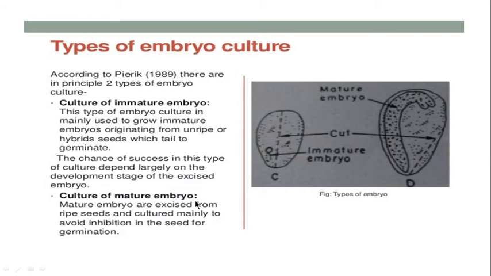Culture of mature embryo. Mature embryos are excised from ripe seeds and cultured mainly to avoid inhibition in the seed for germination. Those seeds which are very difficult to germinate, or which remain dormant for a longer period of time and do not germinate easily, for such seeds this culture of mature embryo is prepared. These are ripe seeds, and the embryo from that ripe seed is excised and grown in the culture medium, and then it will develop into a plant. So such type of embryo culture is generally used for those seeds which are very difficult to germinate.